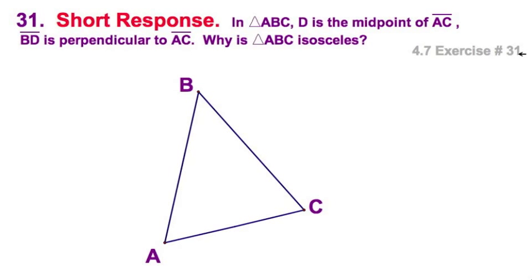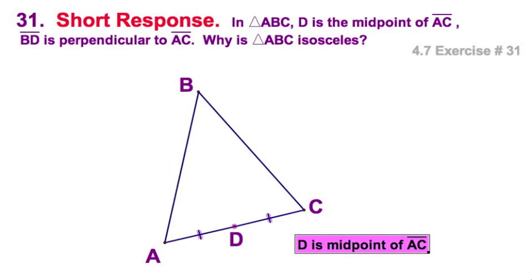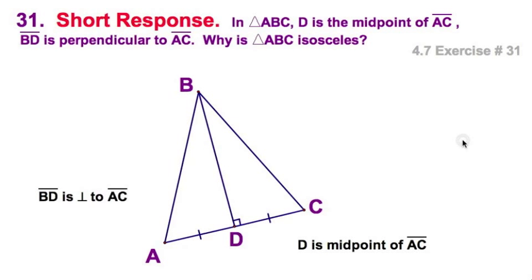Number 31. This is a classic exercise that, well, your teacher should have it on your test. You've got this triangle ABC. And we see the first statement, D is the midpoint of AC. So let's put D in there. That's the midpoint of AC. And then we're going to draw BD, and that's perpendicular. I guess I would call that the altitude of the triangle. Well, that's next chapter, but you already know that.